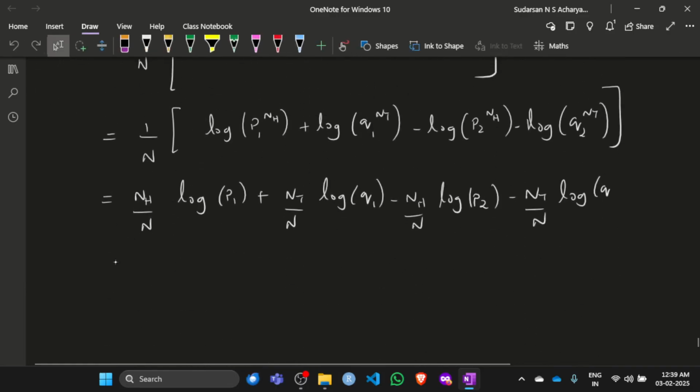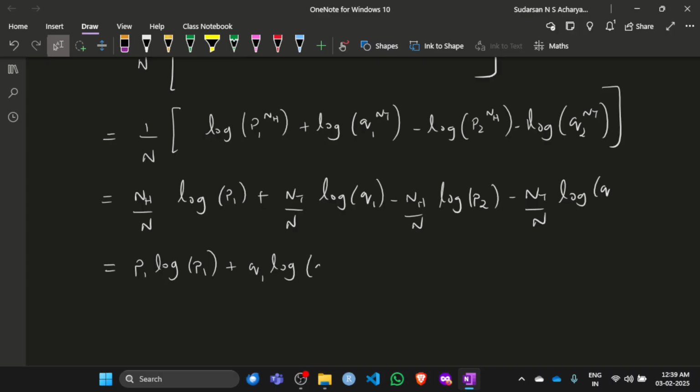So I just wrote down, so that went away. So this is P1 log P1. This is Q1 log Q1. This is P1 log P2 minus Q1 log, there's a Q2 here, Q2.